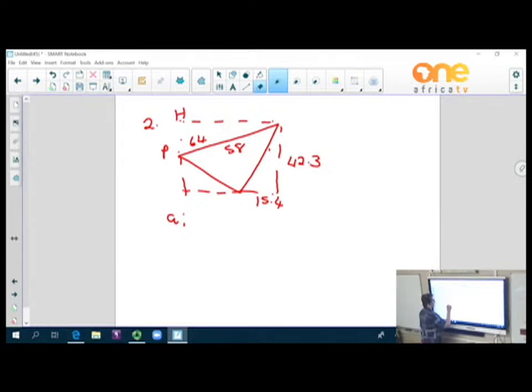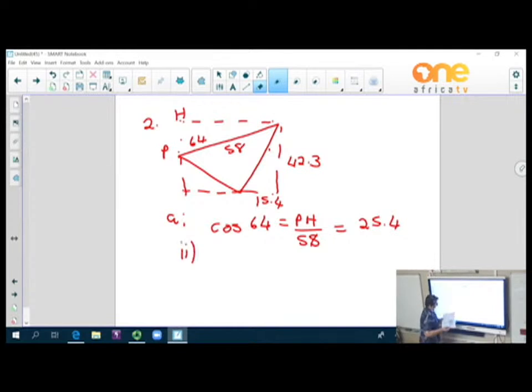Which function will we use? Cosine. It's that included angle there. So I can say that cosine 64 is equal to PH over 58. Which method? Top times, that's what we're going to use, and it is 25.4. Make sure that you first do the exercises before you mark them.